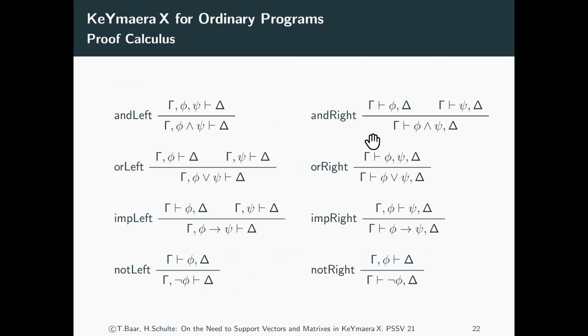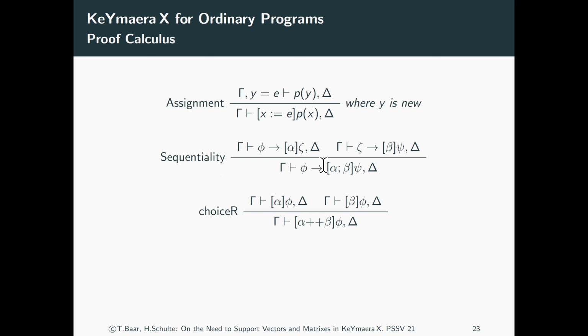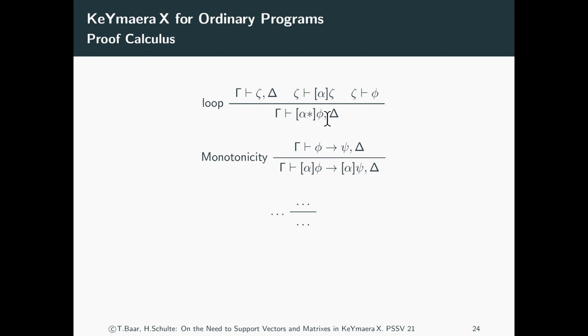Here we handle all these propositional logic operators, but there are also rules for handling, let's say, assignments. So you want to prove the post condition P of X, and you have an assignment. Then it's the same as just assigning that expression E to a new variable Y, and then proving just P of Y. I don't want to go into details, but this is how we could apply KeYmaera for ordinary programs. And here are some other rules for loop handling and so on.